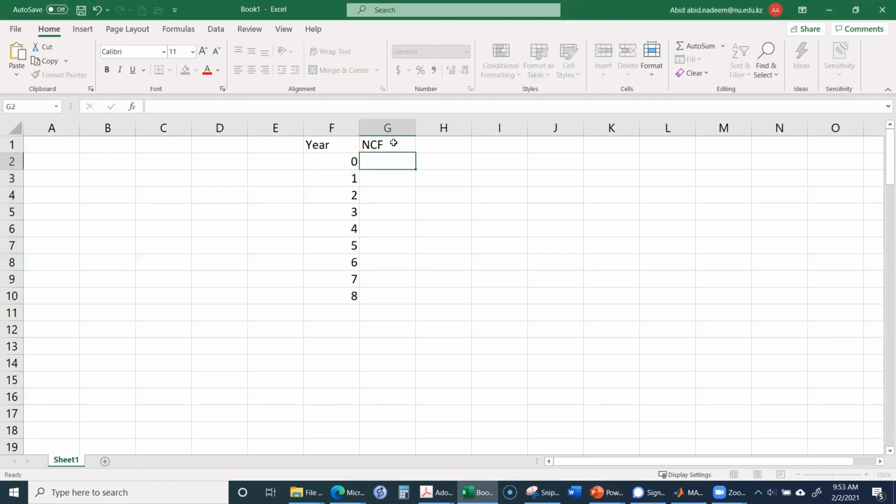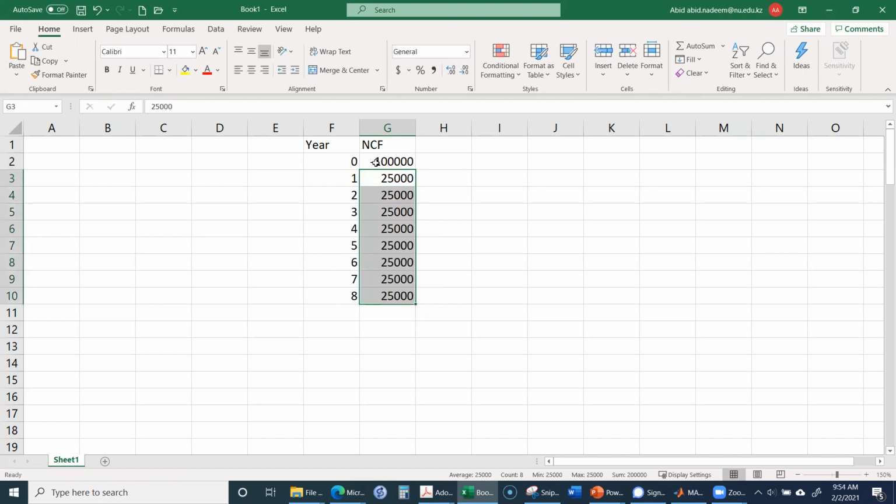So the net cash flow: an investment of $100,000 was made, and $25,000 are the annual cash flows, positive. So negative and positive. Remember that the investment, that is the cash outflow, I am representing with the negative sign. The benefits from the project are $25,000, which I am representing with a positive sign.